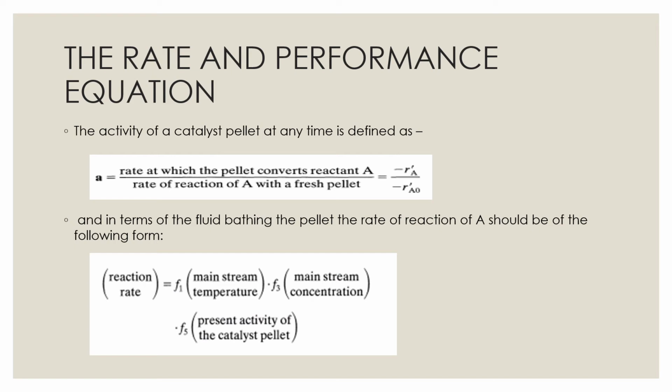So, the activity of a catalyst pellet at any time is defined as a equal to the rate at which the pellet converts reactant A divided by the rate of reaction of A with a fresh pellet, that is, minus r dash A divided by minus r dash A (fresh). And in terms of the fluid bathing the pellet, the rate of reaction of A should be of the following form: reaction rate is equal to f1 times f3 times f5. Here, f1 is mainstream temperature, f3 is mainstream concentration, and f5 is the present activity of the catalyst pellet.